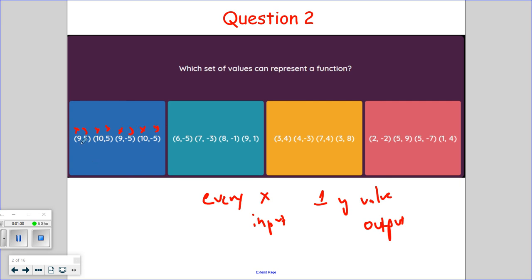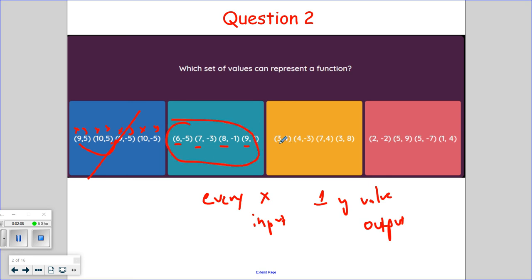All right. Well, I see that 9 repeats over here and here. Right? 9 and 5, 9 and negative 5. So you can't have that. That is not a situation where for every x there's only one y. Here I see the x values are 6, 7, 8, and 9, so they don't repeat at all, so this is the correct answer. Let's just check the other ones.